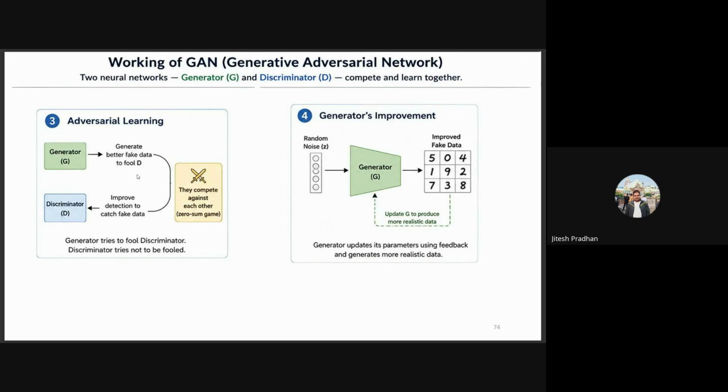Now, how will the generator be improved? Look at here, it's improved fake data. Basically, once data has been detected as fake, feedback will be given to the generator. Based on that feedback, it will update its latent vector, and based on that another fake data will be created, and that fake data will be given as input to your discriminator again. So it's a continuous process.